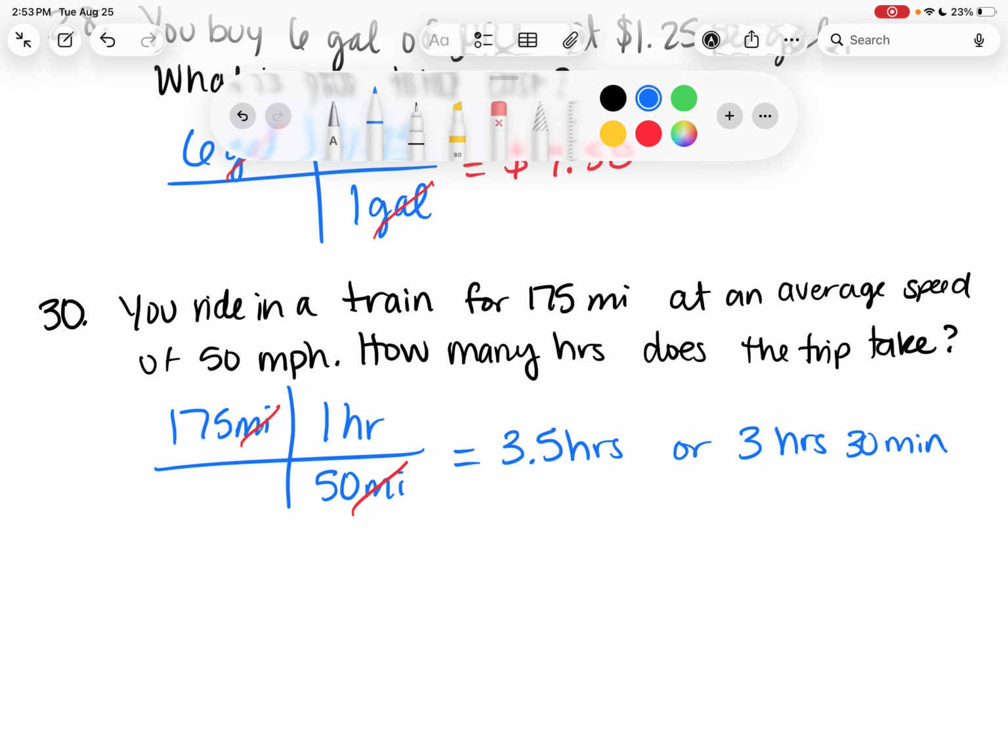How many ounces are in a pound? 16. How many pounds are in a ton? 2,000. How many quarts are in a gallon? 4. How many cups are in a pint? 8. Or no, that's 2. Which one's 8? Is it pints to quart? Well, there's 2 cups in a pint, 2 pints in a quart. That's pint to gallon. Okay, 8. Well, there's 4 quarts in a gallon. There's 4 cups in a quart, so there's 16 cups in a gallon.